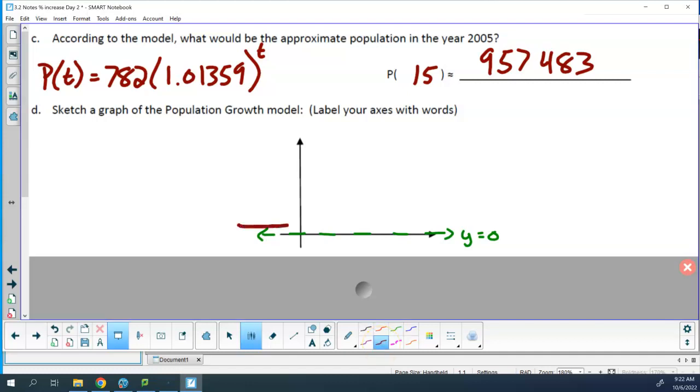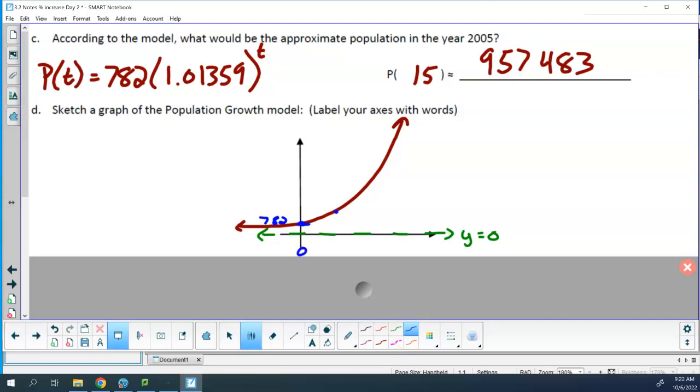Exponential growth. What is that point right there? 0, 782. So we can label that one of two ways. We can say that we could label that point, or we could say that this level here is 782. Then we went out to here, we put 0.